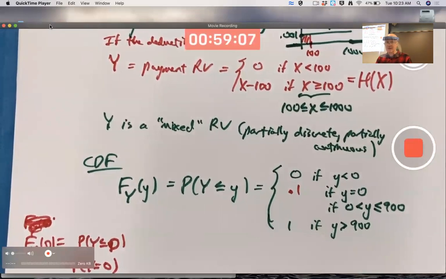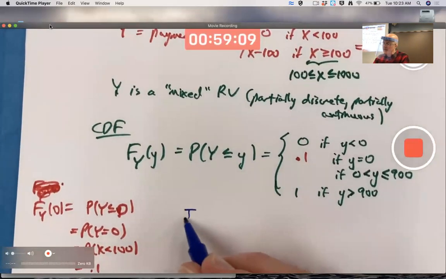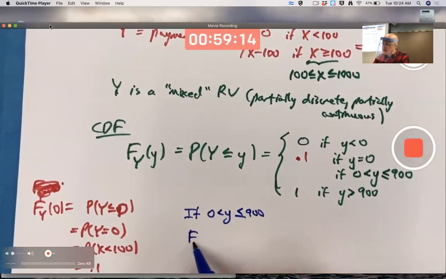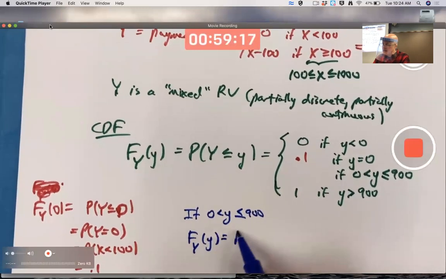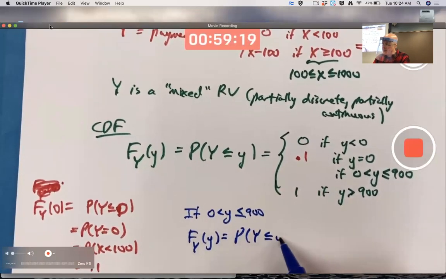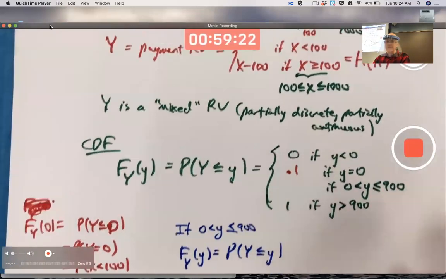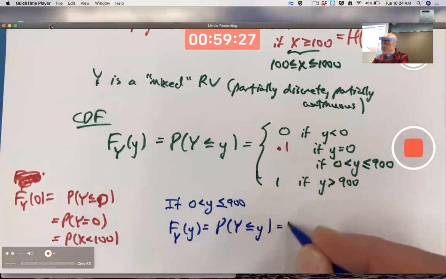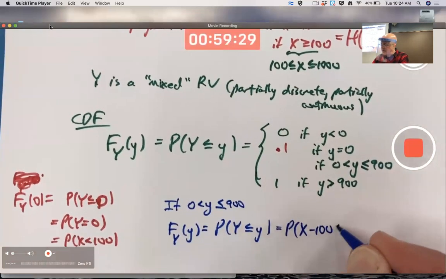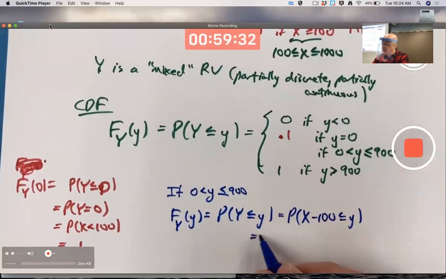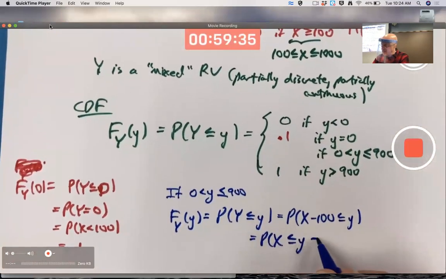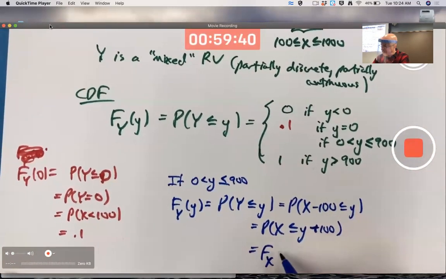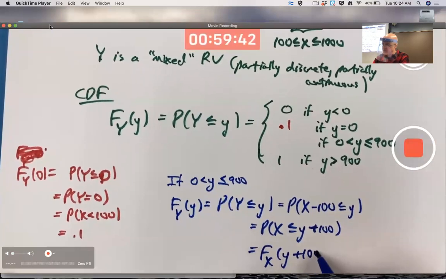That's another side calculation. If y is between 0 and 900, I want to relate capital Y to capital X being X minus 100. So this is the same as the probability that X minus 100 is less than or equal to little y. Same as the probability that x is less than or equal to y plus 100. So I need the CDF of x, which I haven't written down yet, evaluated at y plus 100.